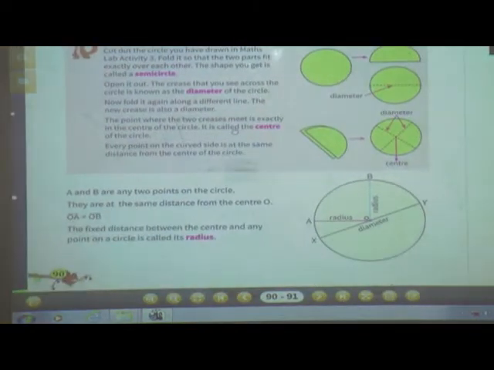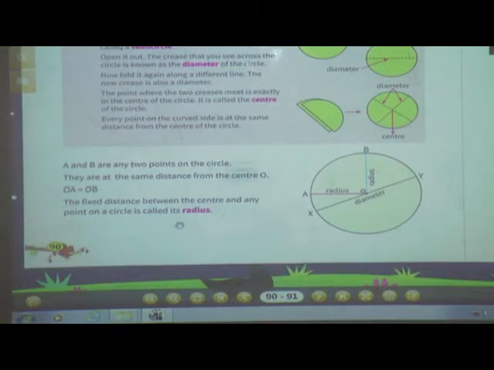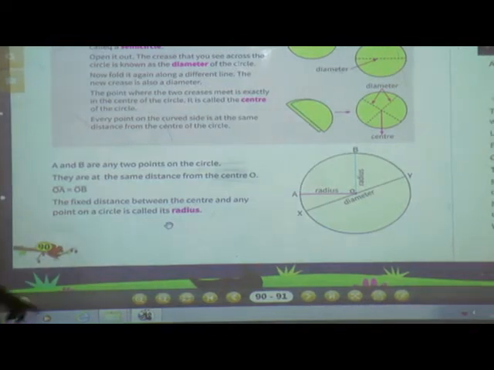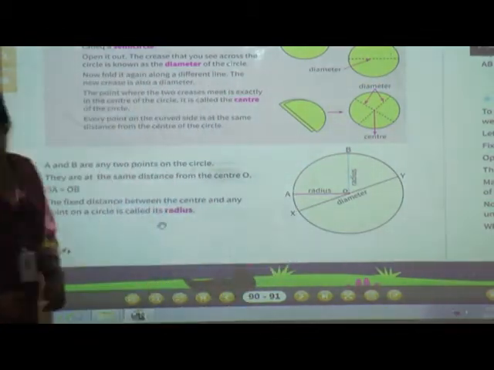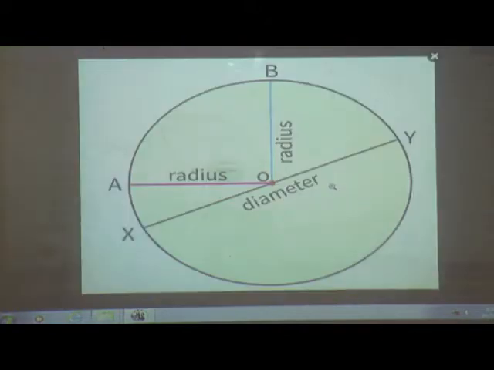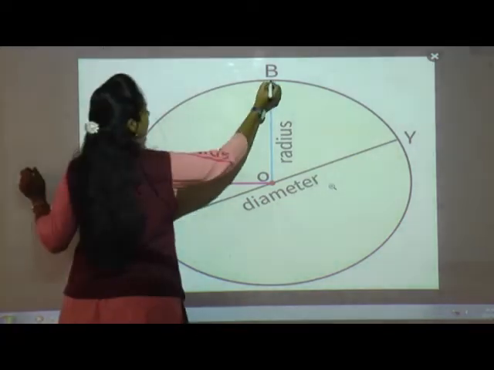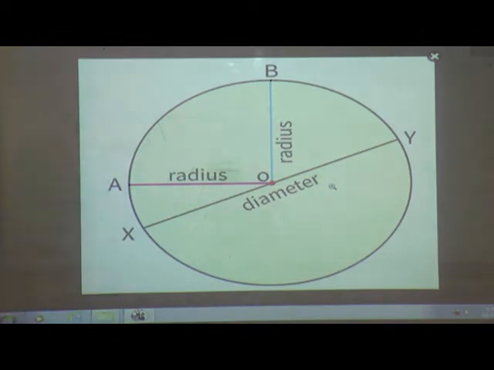Understood with this activity? Yes. Now let us study about different terms of a circle. See, A and B are any 2 points on the circle. They are at the same distance from the center O. Where? See this? A and B, where are they? On the circle. I'll zoom this. See, A and B are 2 points on the circle. This is first and this is second. Where are they? On the circle.